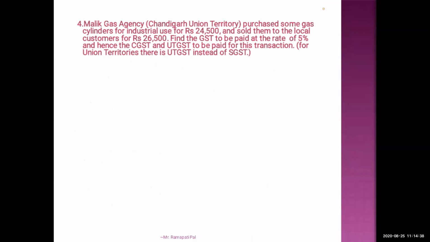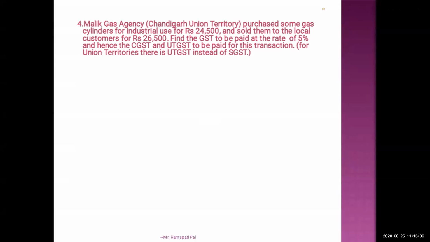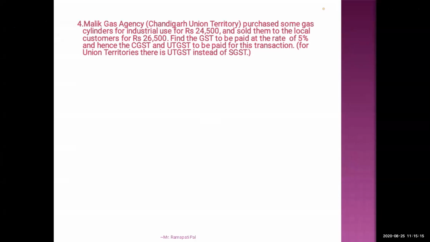Let's see question number 4. I will tell you how to find out the percentage again. No problem. Malik Gas Agency, which is in Chandigarh, a union territory, purchased some gas cylinders for industrial use for rupees 24,500 and sold them to a local customer for rupees 26,500. Find the GST to be paid at the rate of 5% and hence the CGST and UTGST to be paid for this transaction. Okay?